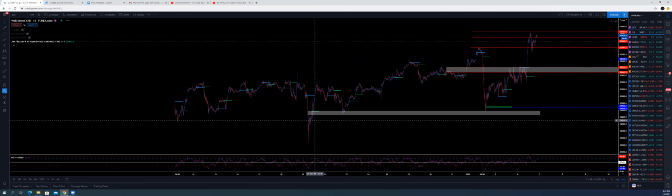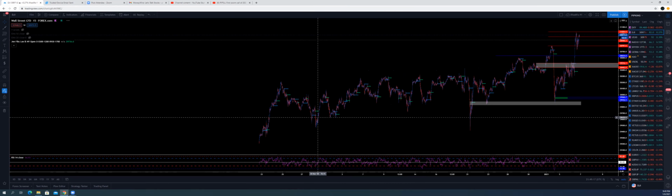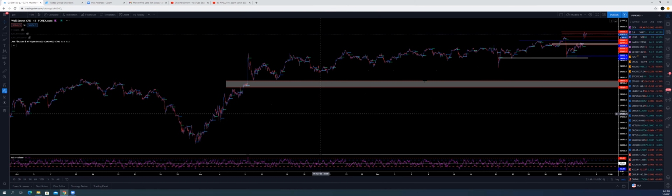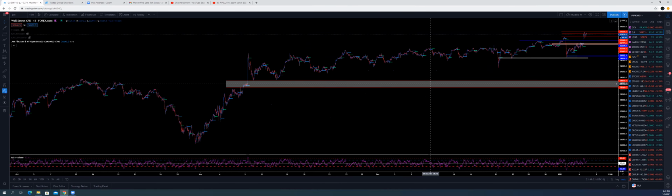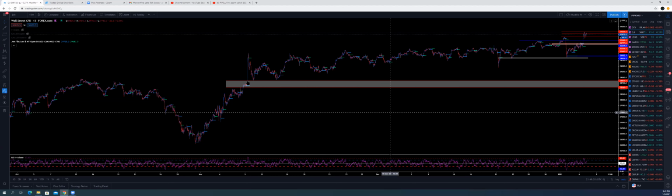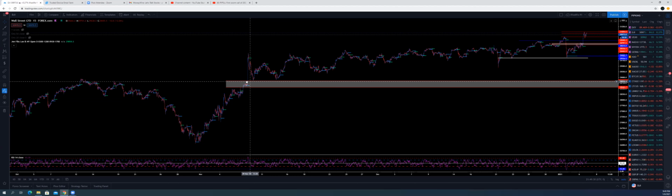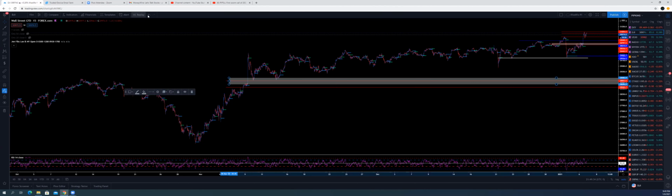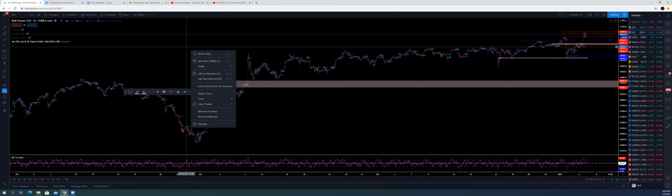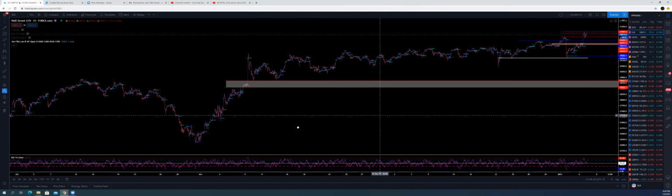Where my other zone at? There we go. That I've been looking for since November the 8th. So I'm still looking for this imbalance to be filled in. So we're going to see how that plays out.